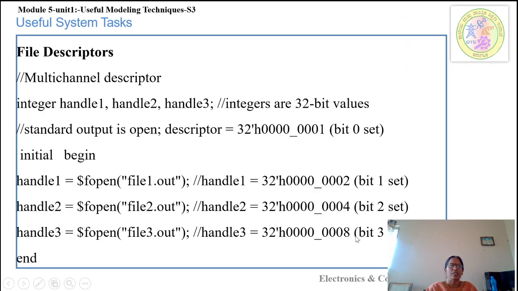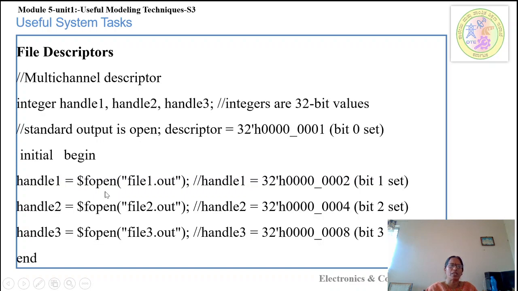Next, I will explain with an example how the file descriptor works. Here, for the multi-channel descriptor, we take the example of three file handles. We use 32-bit integers, and by default the standard output is open, shown as a 32-bit hexadecimal value where bit 0 is set, which we are not considering here. When we use $fopen on file one dot out, handle one has bit one set.